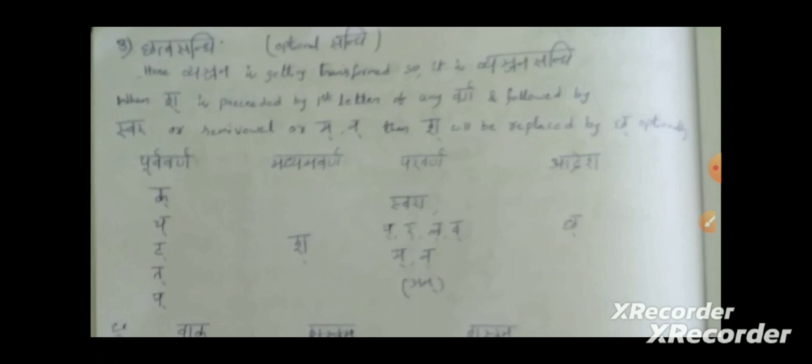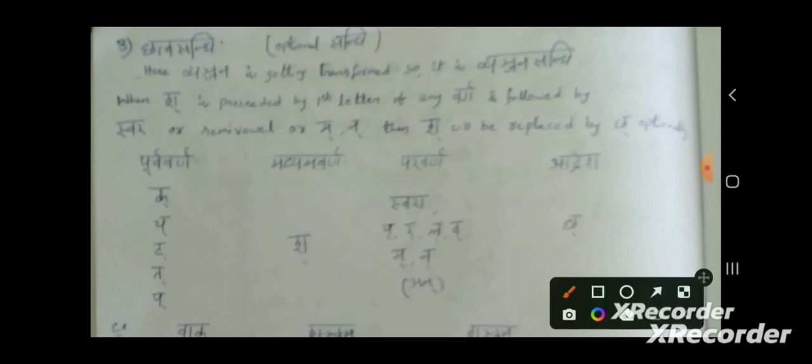So today we are going to discuss 18-Vyanjana Sandhi, which is a Chatva Sandhi. Chatva Sandhi is an optional Sandhi. It's an optional Vyanjana Sandhi. Why is it called Vyanjana Sandhi? Here Vyanjana, that is the consonant, is getting transformed. That's why it is called a Vyanjana Sandhi.